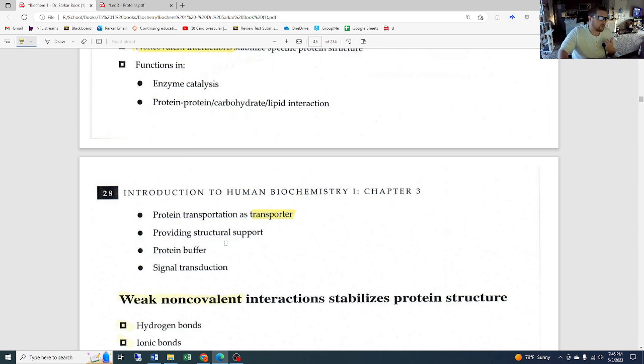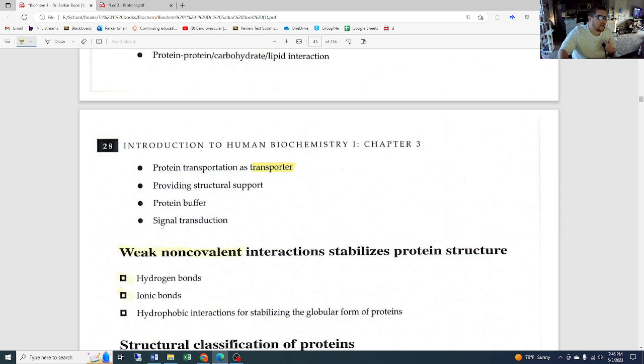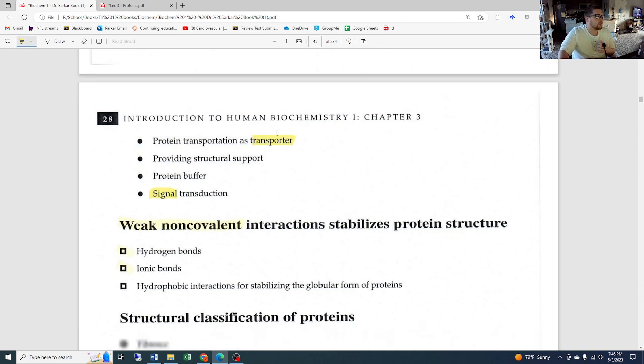They provide our structural support, act as a protein buffer, and they can also do signal transduction, meaning that when a cell needs to communicate, it's going to do it through a process of signals, and it kind of has like a wave where something will come and bind to a specific protein. Binding to that protein, the protein will change shapes, and that causes a release of something else or some other reaction to continue on the correct message that it wants to send.